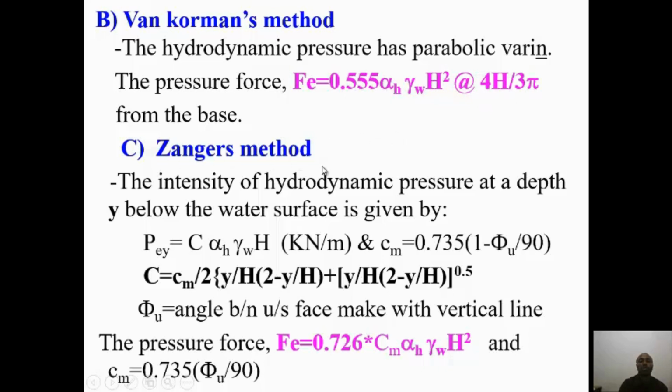But according to the Zangar method, the intensity of hydrodynamic pressure at a depth y below the water surface is given by this equation: C times alpha h gamma w h, where h is the head water depth and Cm is a dimensionless factor with respect to phi upstream. Once you calculate C, you have Cm, and phi upstream is also known. Then you can find the total intensity of hydrodynamic pressure at any depth y below the water surface. So the pressure force will be this one. I think this is important.